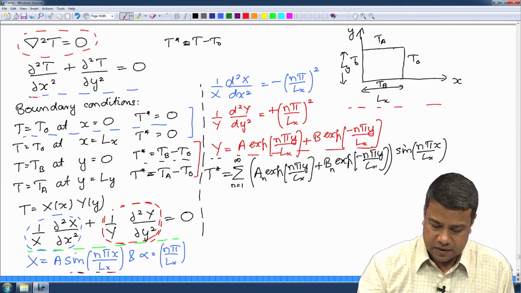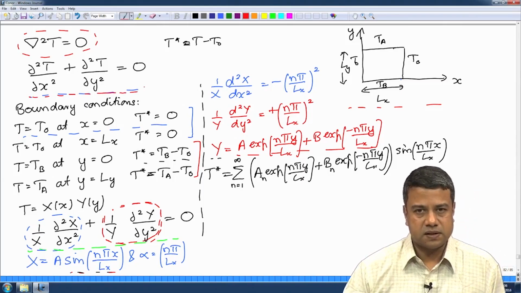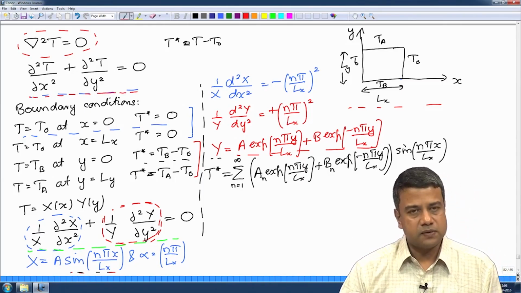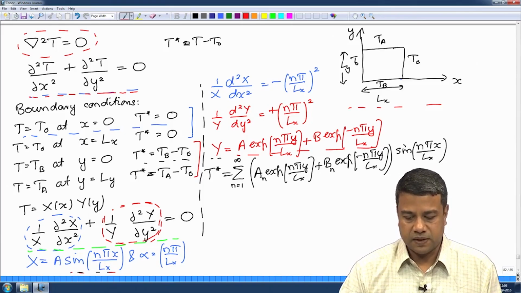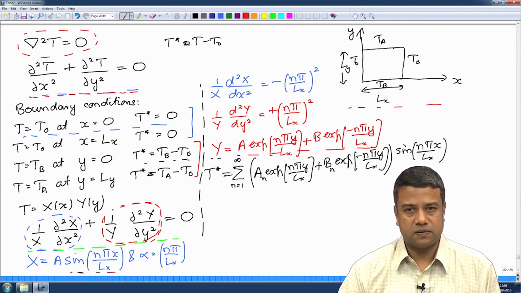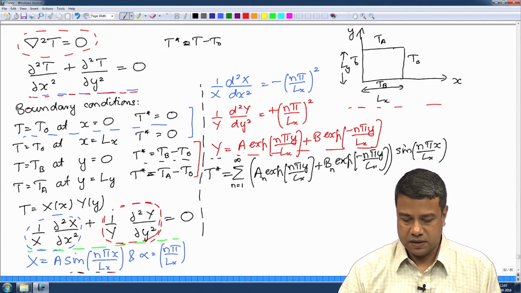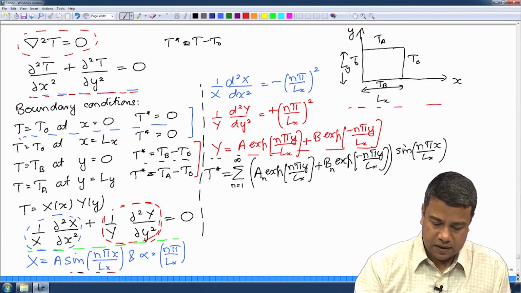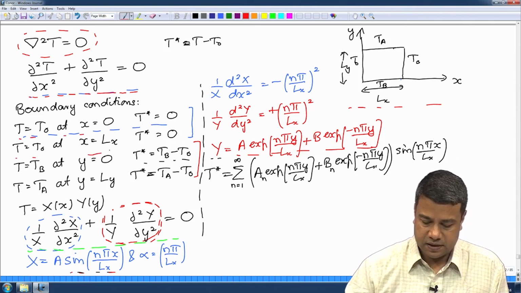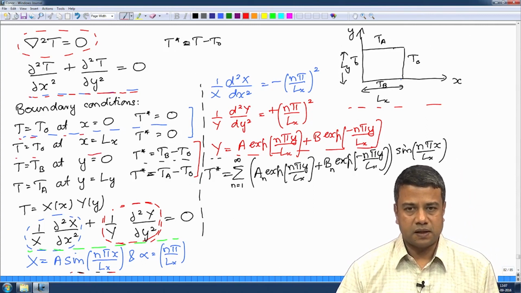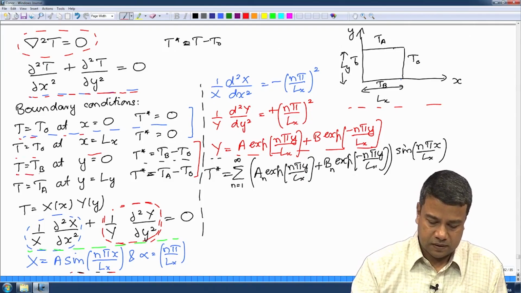The conservation equation in a Cartesian coordinate system, 2 dimensions, is d square T by dx square plus d square T by dy square is equal to 0. So that is the conservation equation with boundary conditions. T is equal to T naught at the left and the right sides, and T is Tb at the bottom, T is Ta on top.